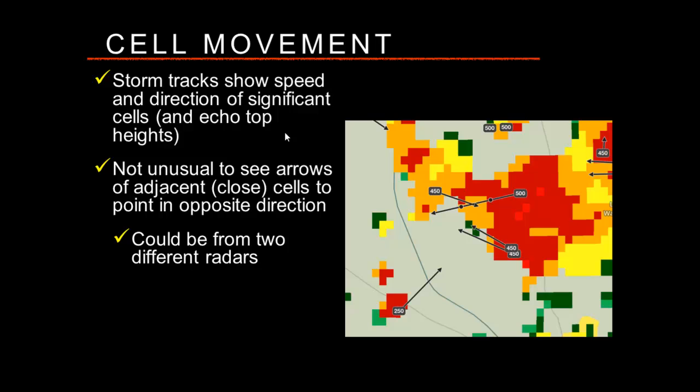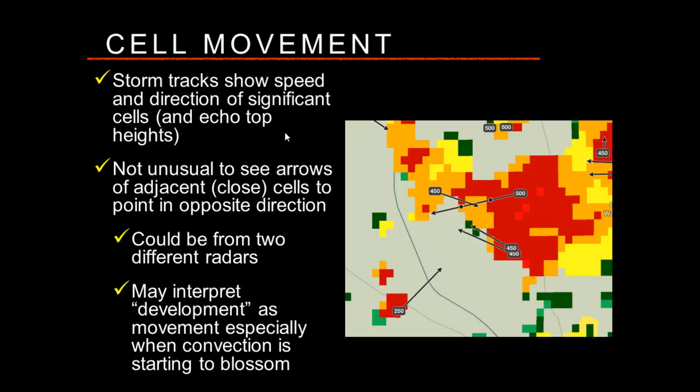And that could be because in some cases, these are from two different radars and they're trying to get an assessment for what's going on there, and they're just not doing a great job from one radar to the next. Or in most cases, especially in initial development, when you're starting to see convection just starting to blossom, it may interpret an area that's rapidly developing next to an area that may be dissipating. It sees that development as maybe movement of that cell.